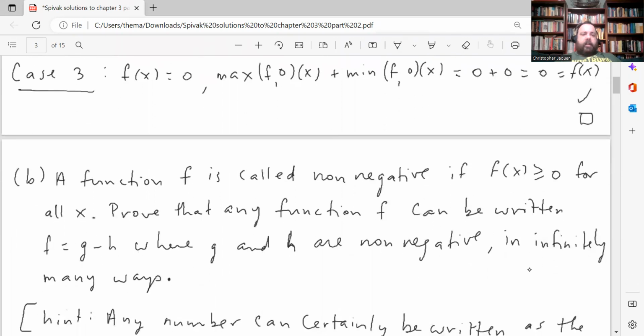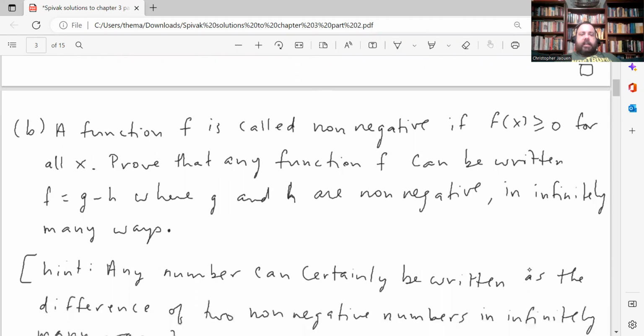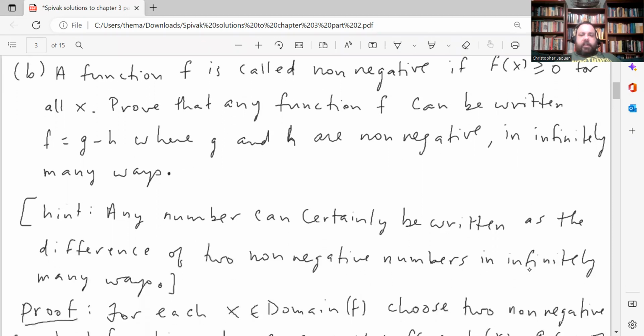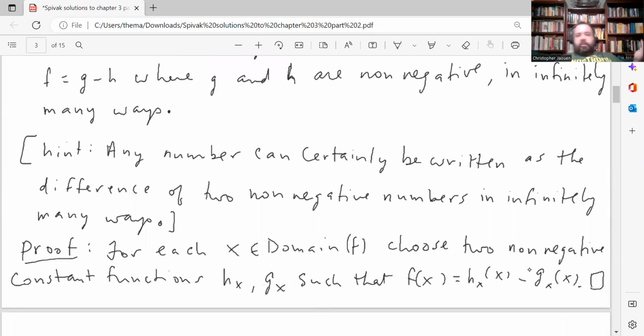All right, part B. A function f is called non-negative if f(x) is greater than or equal to 0 for all x. Prove that any function f can be written f equals g minus h, where g and h are non-negative, in infinitely many ways. And he gives a hint here for this. He says any number can certainly be written as the difference of 2 non-negative numbers in infinitely many ways. And so you just use that hint.